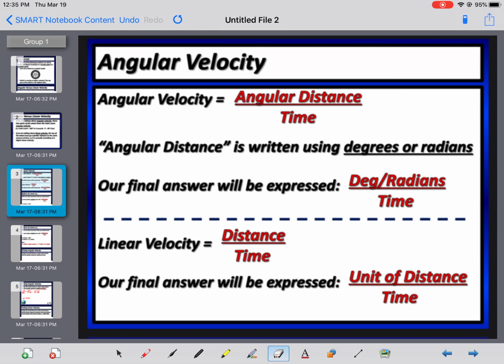So what do these words mean? Angular velocity is an angular distance over time. Well, how do we measure angular distance? In degrees or radians. So if we're given an angular distance, we're going to have degrees or radians over a unit of time. So labeling our units in this section is going to be incredibly important. Linear velocity is a distance over time. So any unit of distance: inches, feet, miles, yards.